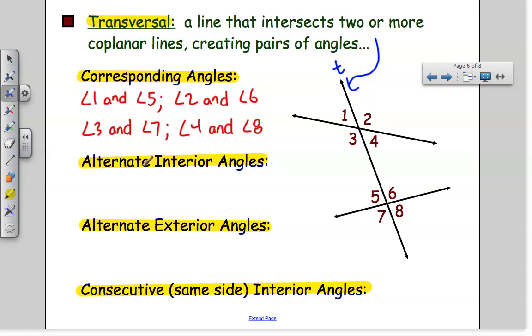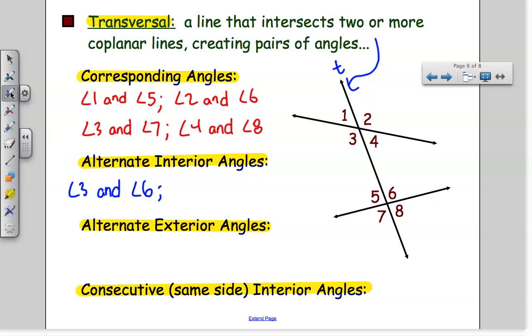So angle 3 was an interior angle. I want the alternate one from that. What angle is the furthest away from angle 3? Angle 6 would be the other interior angle, as far away as I can get. Those are a pair of alternate interiors. The cool thing about alternate interior angles is you actually make a Z shape when you make the angle. If you make angle 3, there it is, and if you make angle 6 and you go on those rays, hey look, there's angle 6. Okay, so you make this Z shape, and those are alternate interior angles.